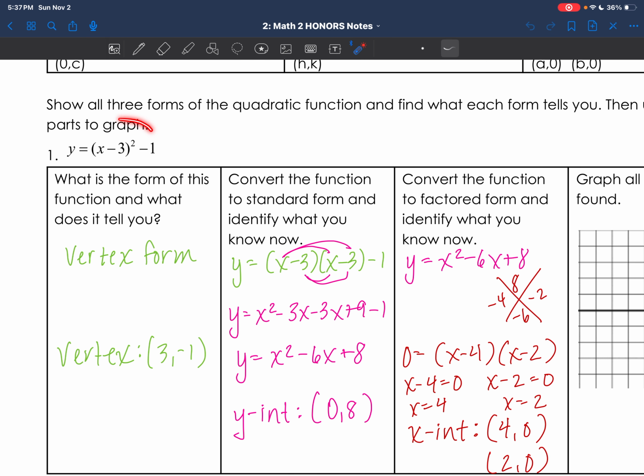Now that we know what our vertex is and we know what vertex form is, we're going to take that and convert it to standard form. So what you're going to do here is notice that this is squared. So what that means is you write it twice. And once you write it twice, you can go ahead and distribute. And that's what you get when you distribute. And then just don't forget to bring this -1 down. Then you combine like terms, and you'll get y equals x squared minus 6x plus 8.